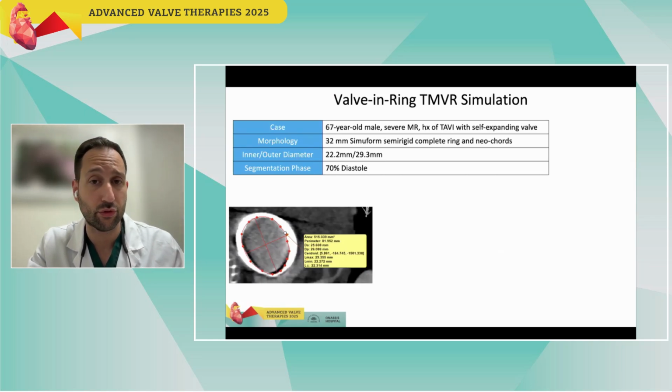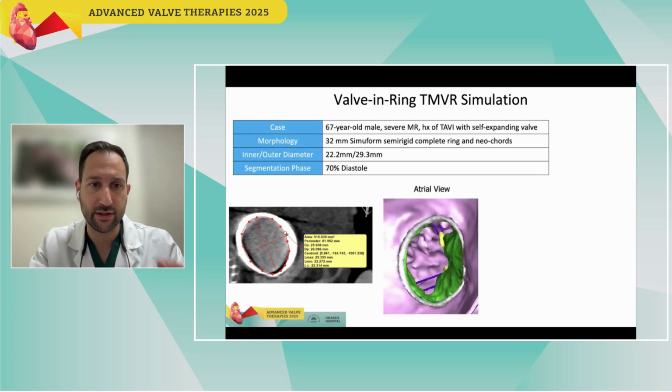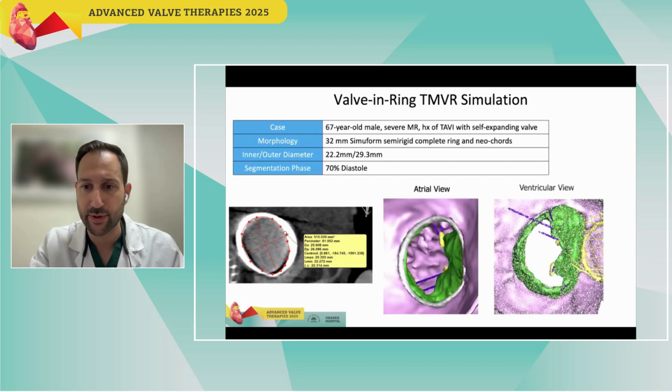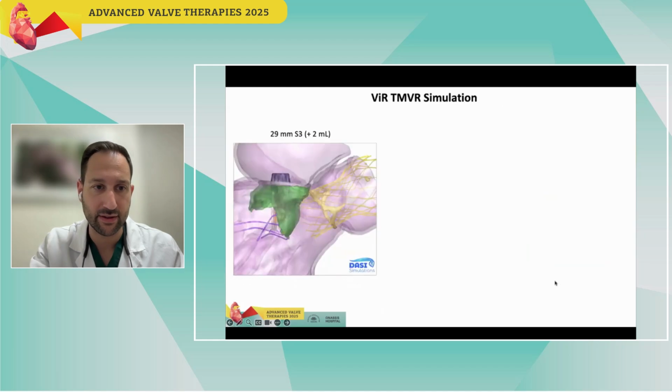application of this is also during TMVR, and this is actually a case that I had discussed with Dr. Yakov in the past as well, with severe MR in the setting of a mitral ring. The patient had the 32mm Simuform semi-rigid ring. You can see the anterior leaflet here in green. You can also see the prior TAVI valve in place.